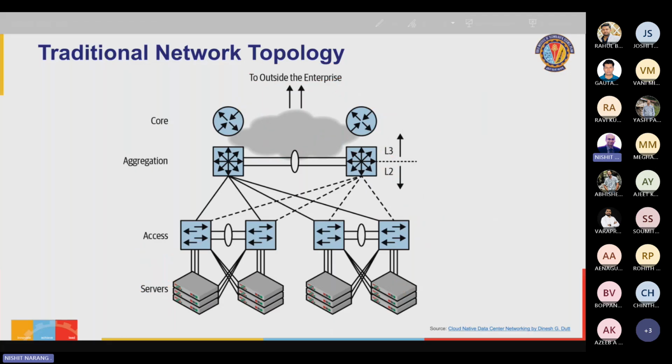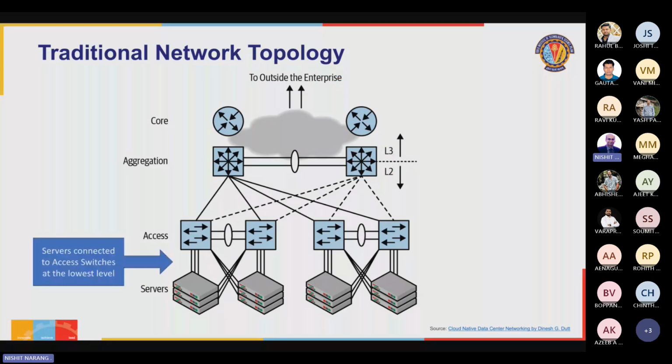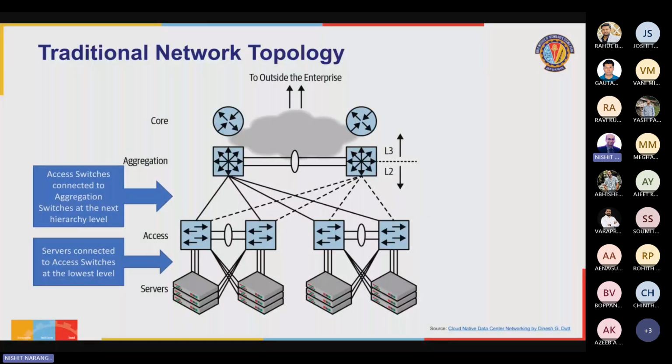Okay, so essentially, this is what we've said. The servers connect to the access switches at the lowest level. The access switches connect to the aggregation switches at the next level of hierarchy. So the aggregation switches are aggregating across the data center. The data center could be, because it's a large enterprise, wide and huge. Multiple racks of physical servers, and therefore multiple access switches getting aggregated at the aggregation layer.